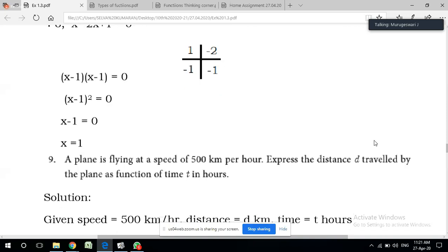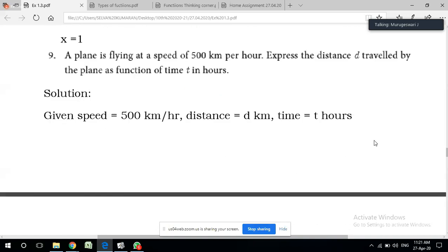Ninth one, a plane is flying at a speed of 500 kilometer per hour. Express the distance d traveled by the plane as function of time t in hours. You can express distance traveled by the plane as a function of time t. You can express the distance in t. Okay, how will you express it? You know what is given? Speed equal to 500 kilometer per hour and distance is d and time is t.